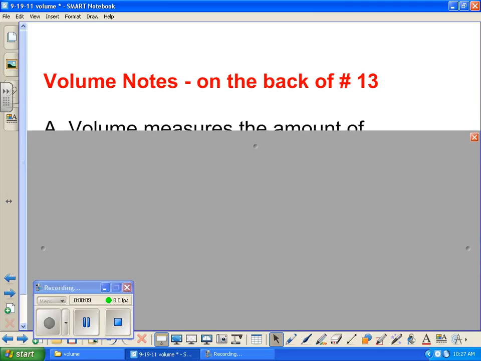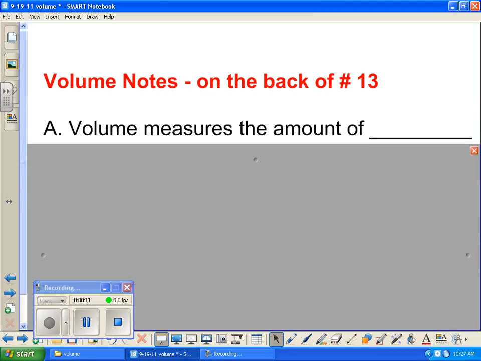So we're on the back of 13. What does volume measure? What is volume? We use that word. What the heck am I measuring? I'm measuring volume. I use stuff like this to measure volume. What do you think, David? David says how much room it has. Okay, room it takes up. I got you. How much room it takes up.